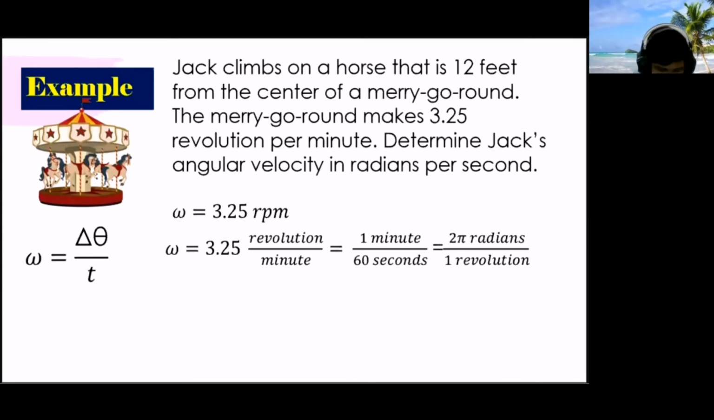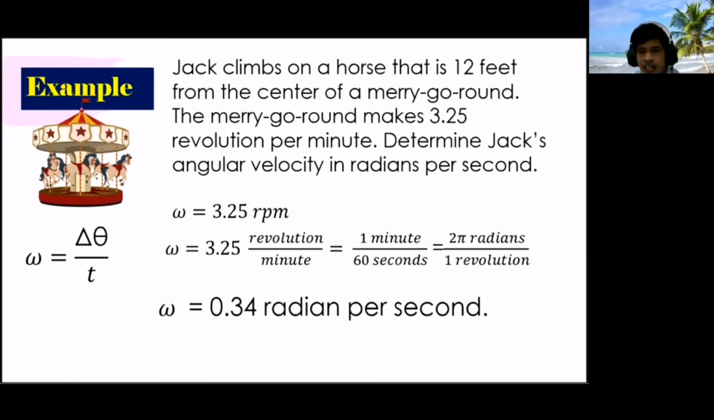All right, because only very few students are participating today, I'd like to give 2 points for a correct answer. 2 points for Yupa, Kim, and Soda, okay, for a correct answer. Okay, so the answer is 0.34 radian per second.